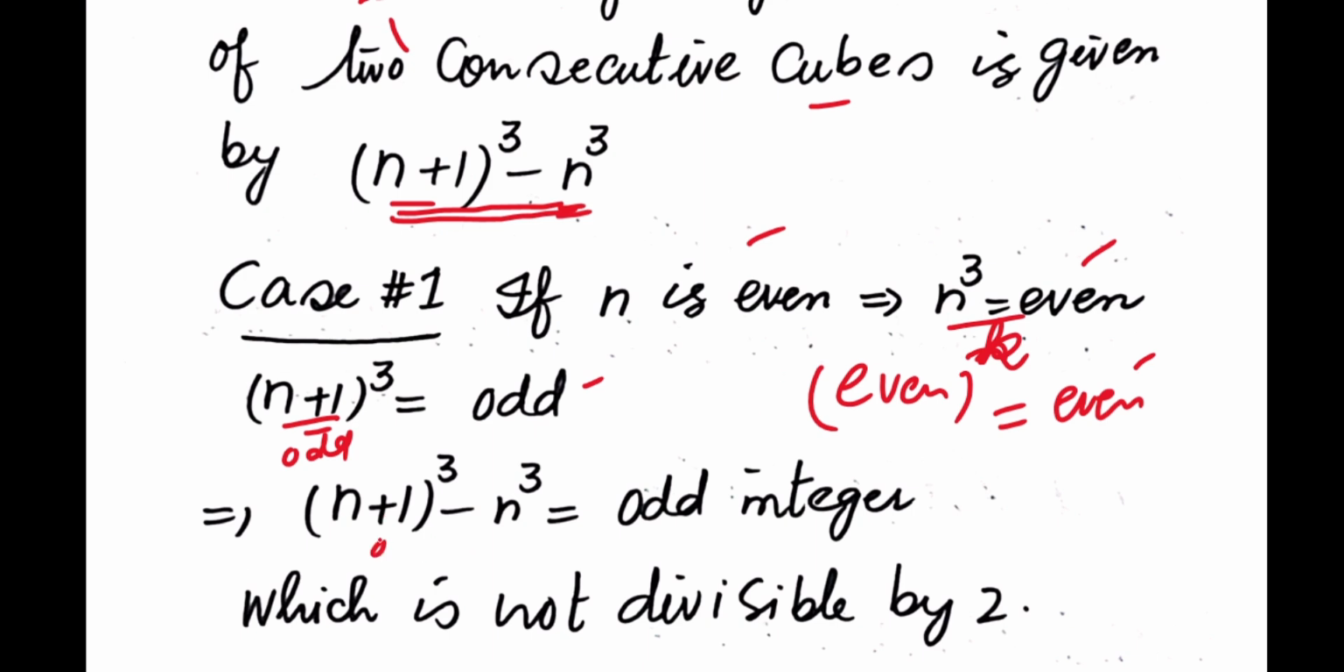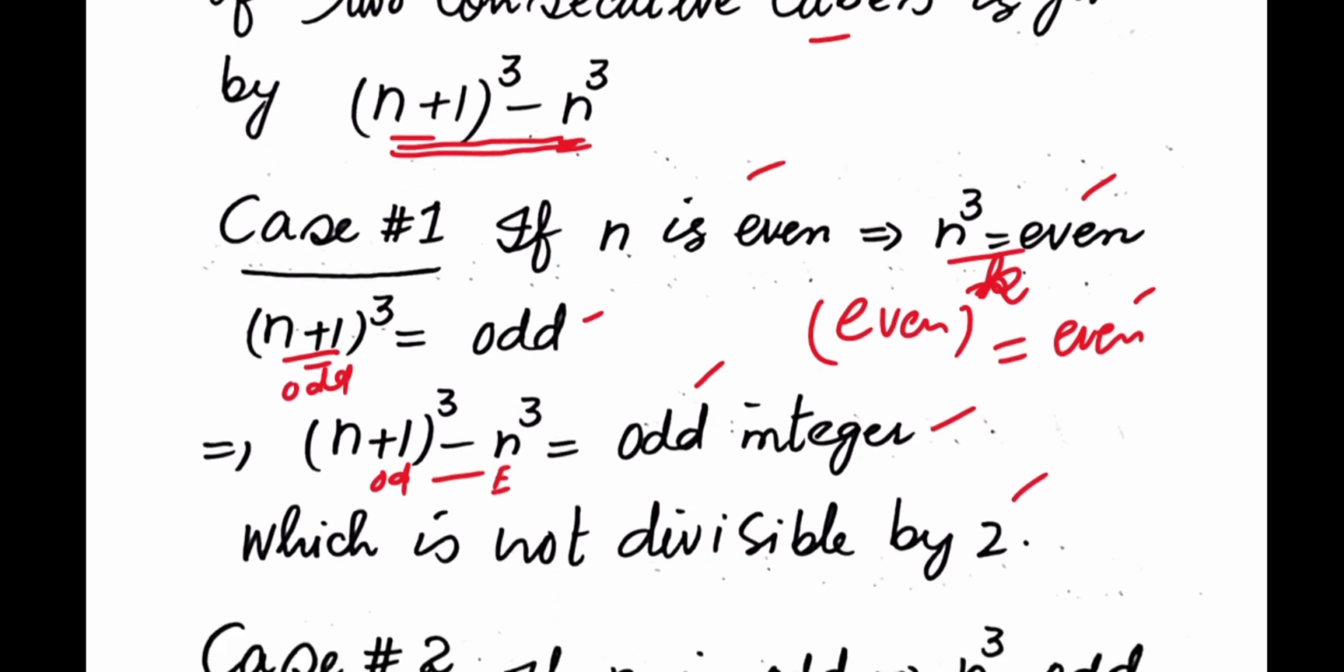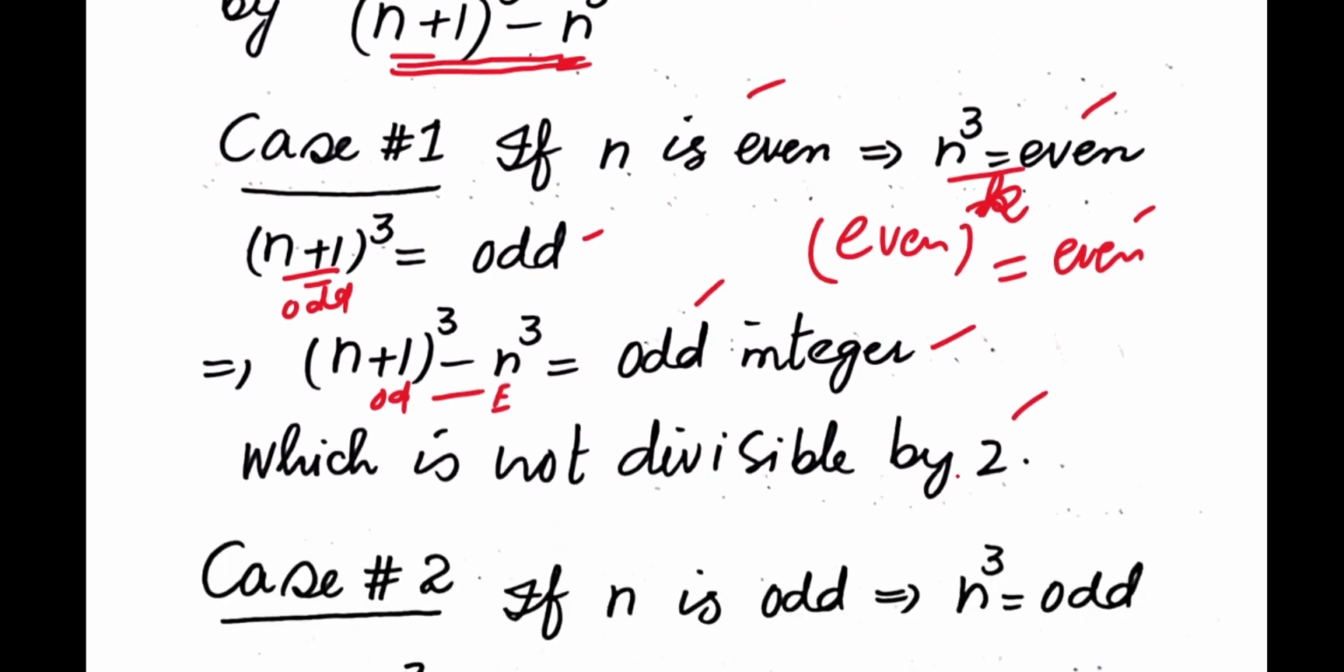This is my odd integer and this is my even integer, and the difference of an odd and an even integer is again an odd integer, and it is not possible that an odd integer is divisible by 2. So in this case, we can check that the difference of 2 consecutive cubes is not divisible by 2.